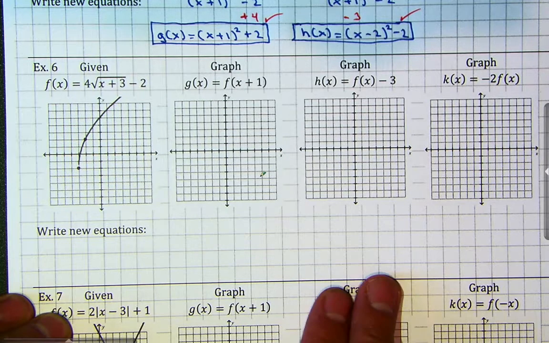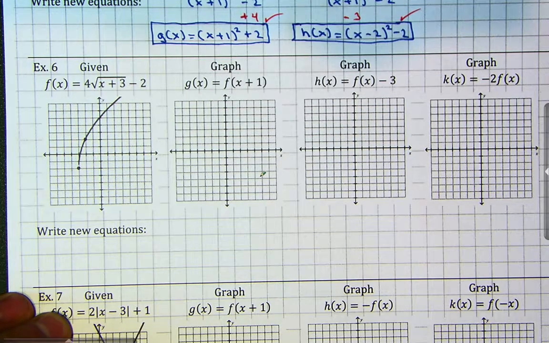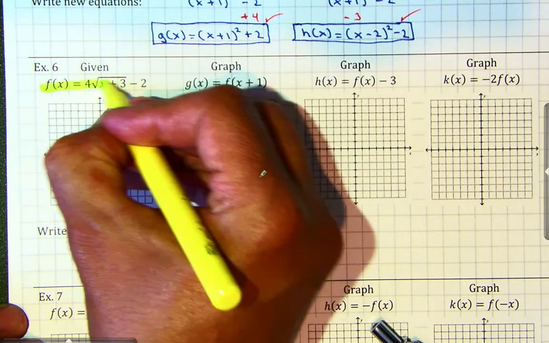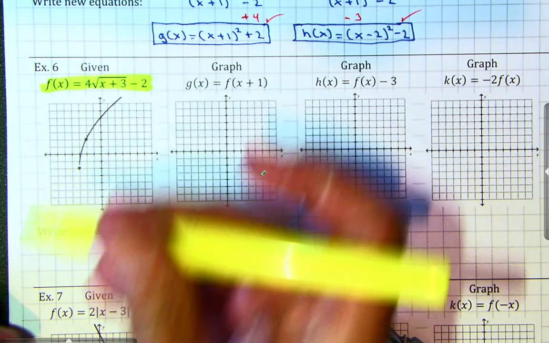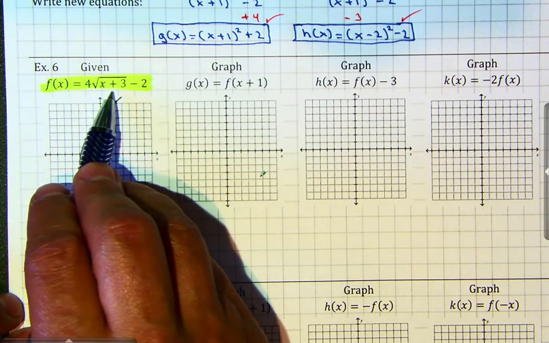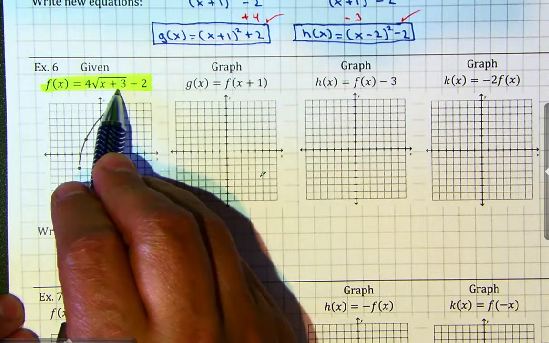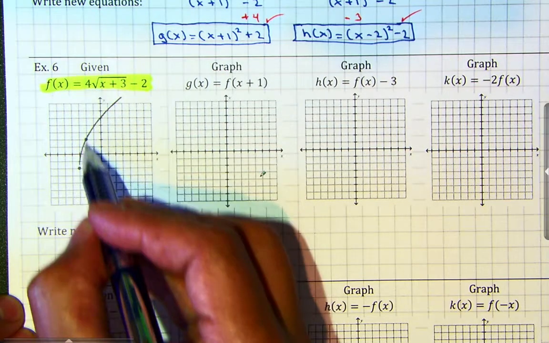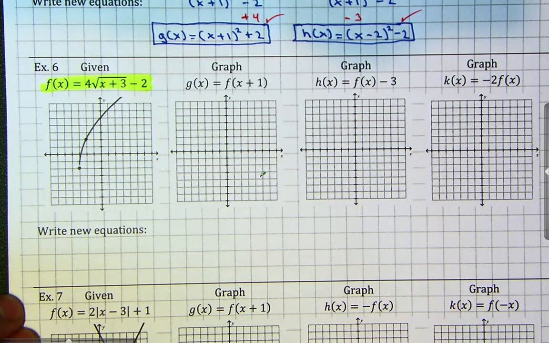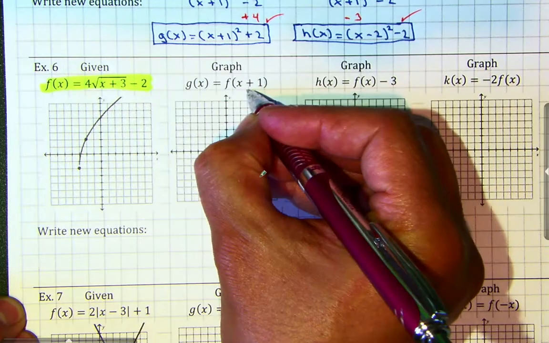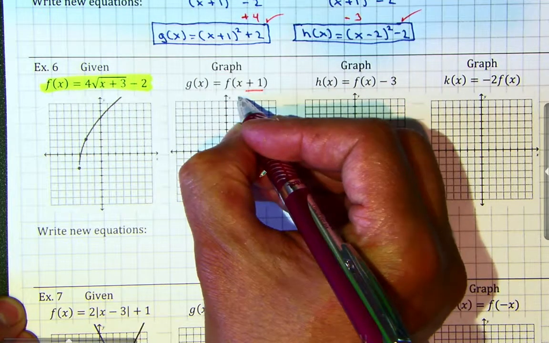Pause it. Excellent. So at this point, they give you the function f of x equals 4 times the square root of (x plus 3) minus 2. The starting point is not a vertex, but our starting point is negative 3, negative 2, and your a value is 4, and that matches. So what does the plus 1 do to the graph? The plus 1 is going to shift it to the left one space.